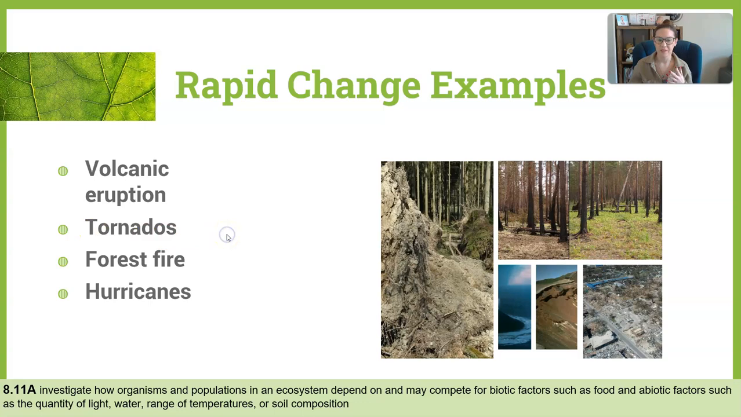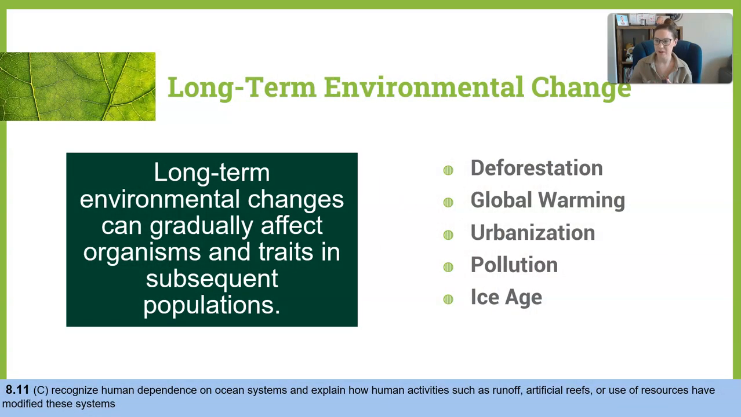Now, on the flip side, we've got long-term environmental changes. Now, these are things that gradually affect the organisms and the traits in the subsequent populations. These are things that take a long time to develop. So deforestation. We all know that deforestation is happening, and we still think that it's happening at an alarming rate. We feel like it's happening very fast, but when you compare it to other things like tornadoes sweeping in overnight or a volcano erupting, deforestation is not going to be as quick as those others.